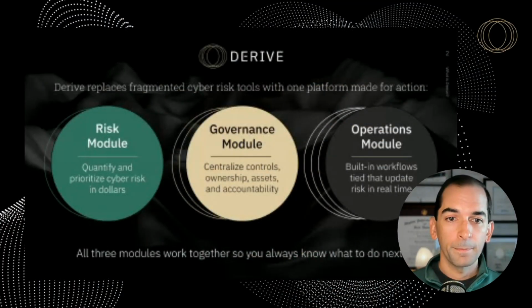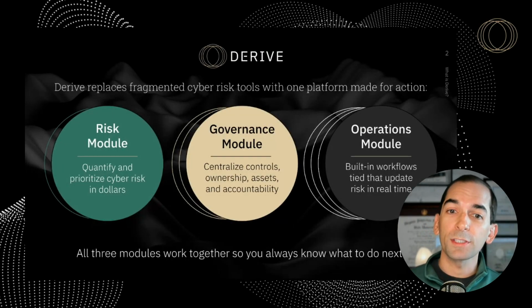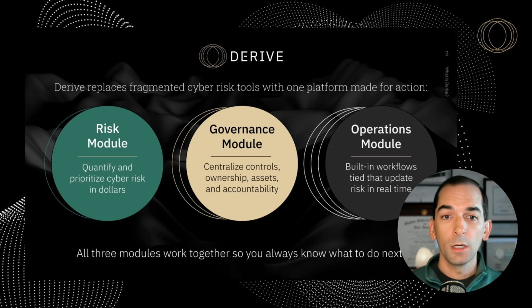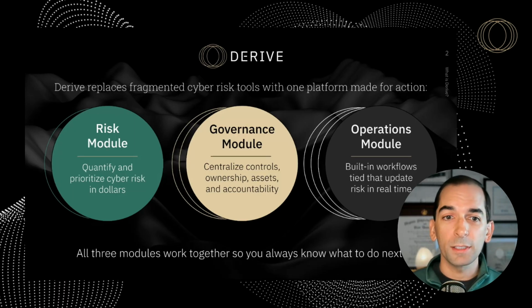It's a cybersecurity risk and operations platform made up of 3 integrated modules: risk, governance, and operations. Let me break each of these down quickly. Risk helps you model risk scenarios in financial terms. Governance centralizes your controls, owners, and evidence and creates accountability. And our operations module is where the actual cyber work happens. Activities from user access reviews to AI risk assessments.